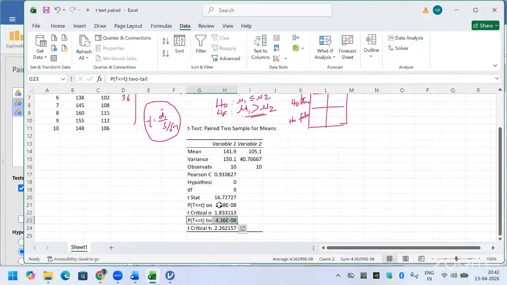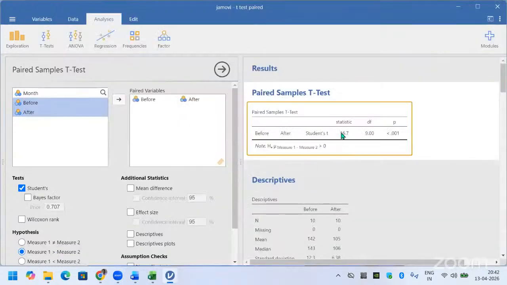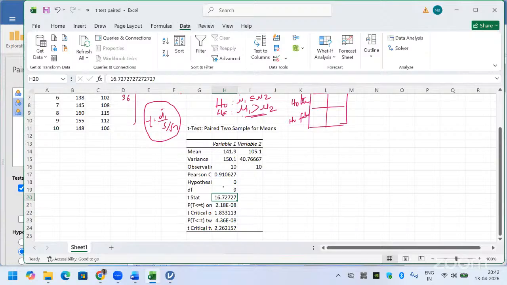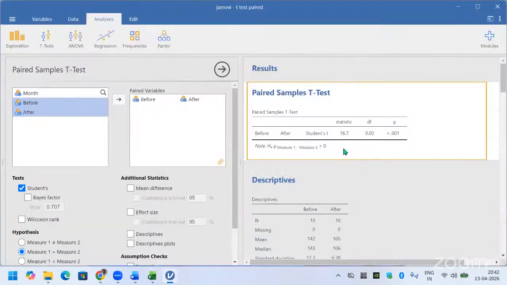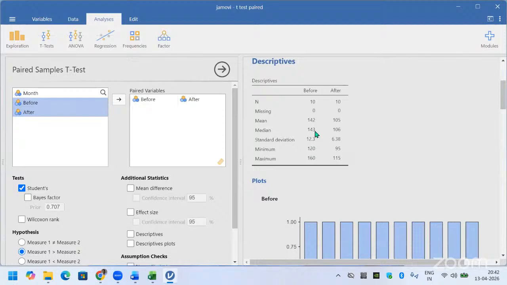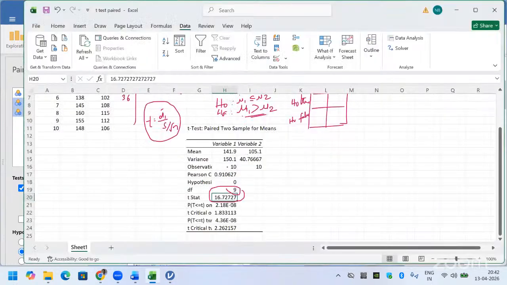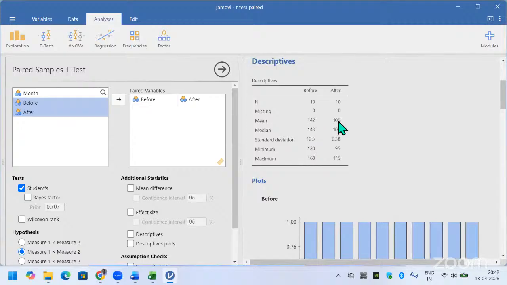And whatever values we have got here, 16.6 something, we might have got the same thing here also, 16.7, and degree of freedom is 9. So whatever we got here, 16.7 something and 9, that is what we can see here also, 16.79 something. The mean is 143. You can see the mean before and after, 141.9 and 105. Here it has been mentioned as 142, 105.